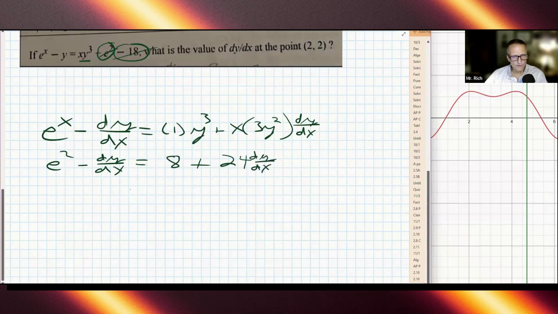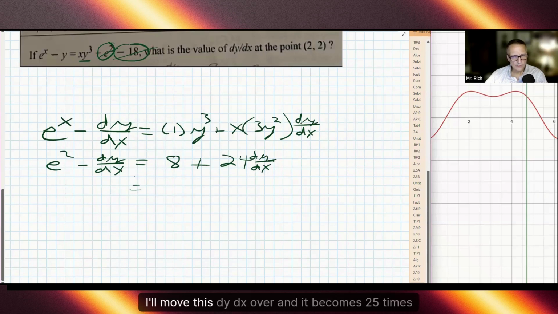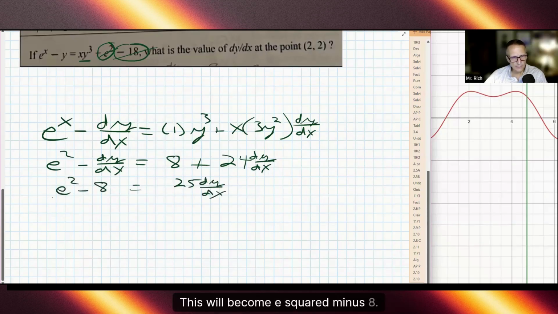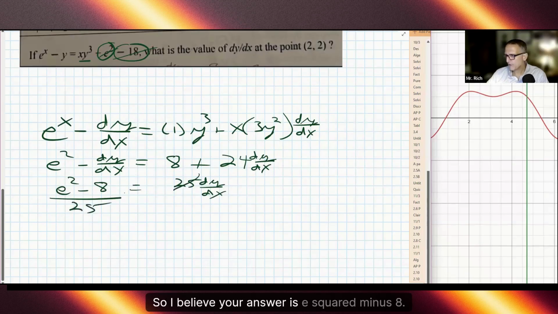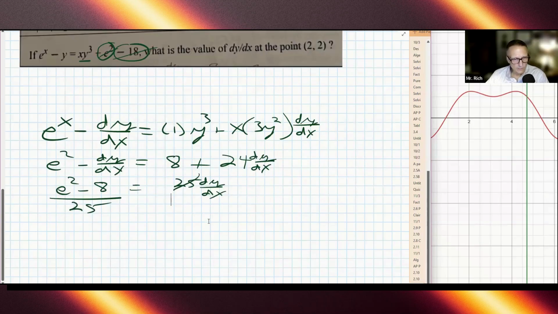And I'll move this dy dx over and it becomes 25 times dy dx. This will become e squared minus 8. So I believe your answer is e squared minus 8 over 25. I know I'm doing that fast, but that is generally how you do it.